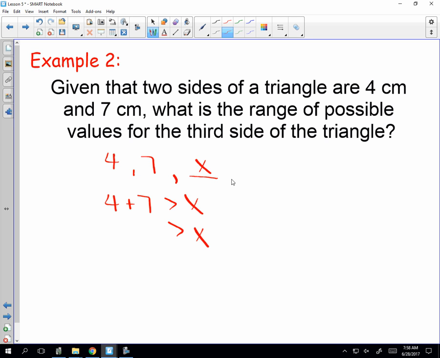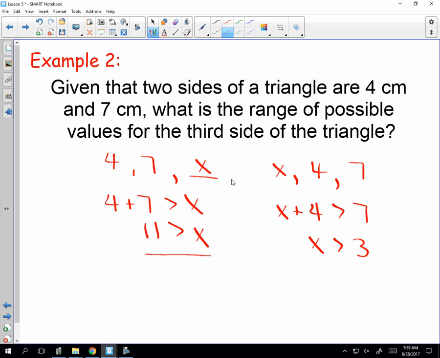So now we know that x would have to be less than 11 centimeters. Now, on the other extreme, x could be the smallest of the three. So we could have an x, we could have a 4, and now that makes 7 the biggest of the three sides. So then we know that x plus 4 has to be greater than 7. We subtract 4 from both sides, and we find out that x would have to be greater than 3.